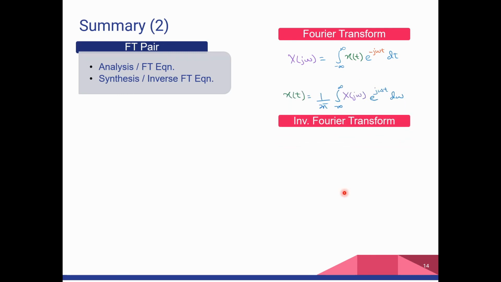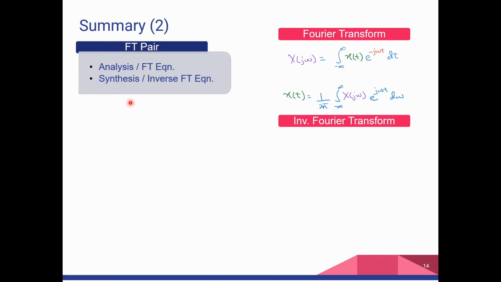And then we had another equation which we called the inverse Fourier transform. So if we have a Fourier transform of the signal, through this equation we can find the actual signal x of t. We also call this equation the synthesis equation, because if we design the Fourier transform X of j omega to our liking, we can have a time domain signal with this synthesis equation.